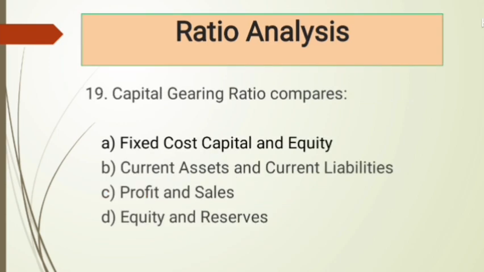Then capital gearing ratio compares. So the capital gearing ratio compares fixed assets capital to equity, and that is why option A is the correct answer, as this ratio measures extent to which capital structure is loaded with fixed charge capital.